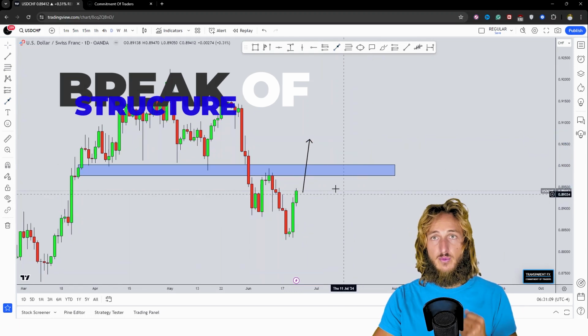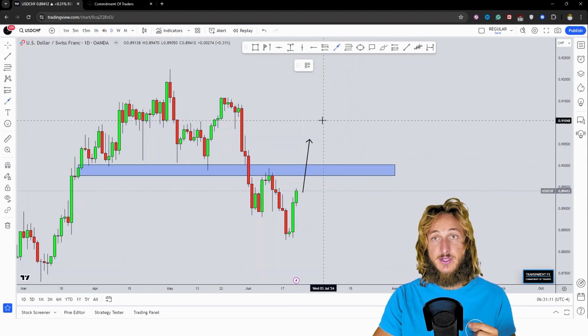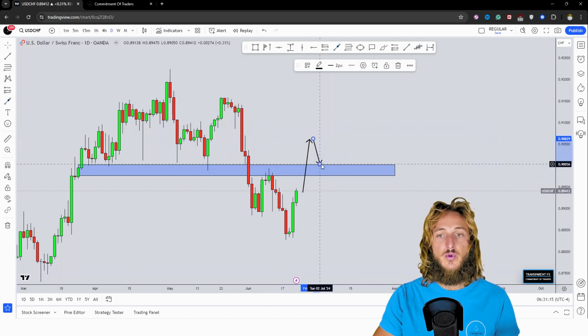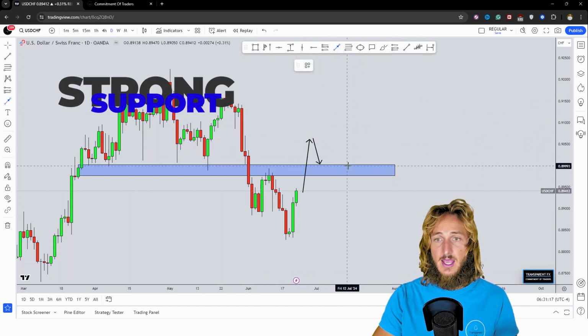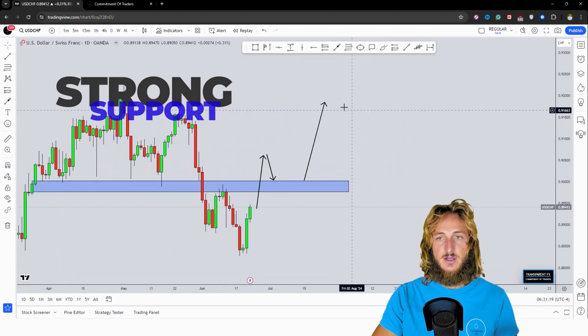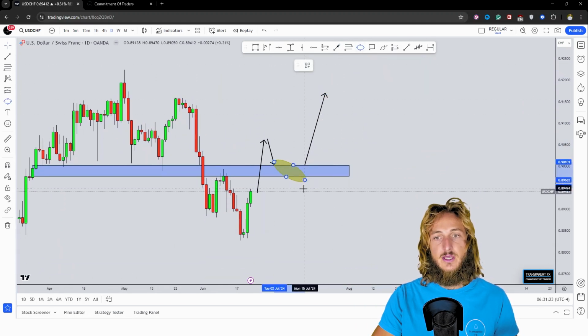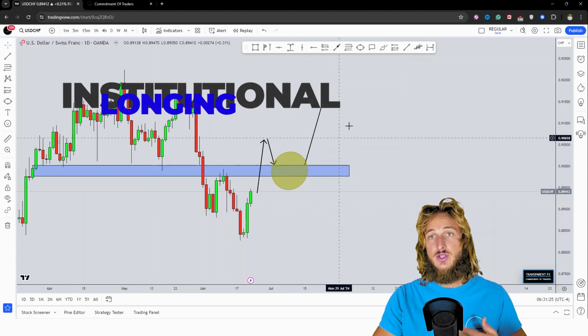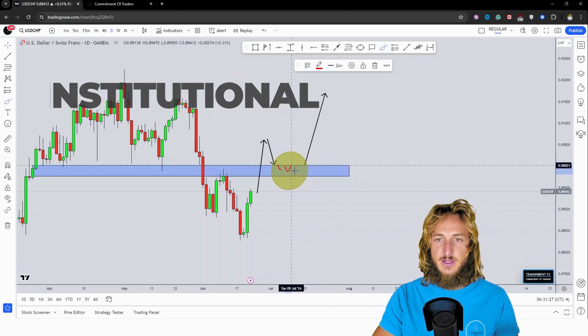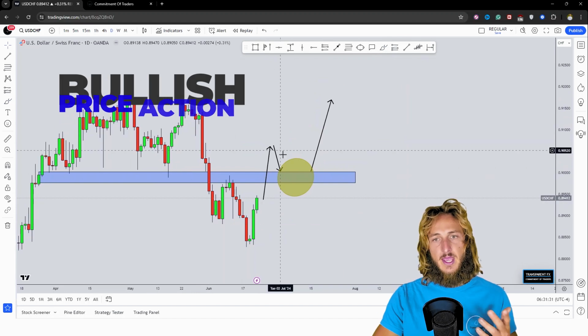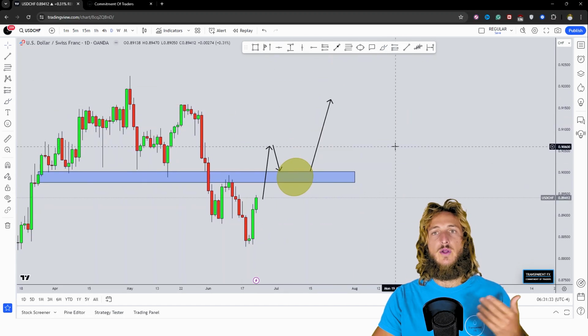Only if it will break above this resistance, at that point, things would get very interesting because this previous resistance at that point would once again be turned support. And after the break on the retest of the previous resistance turned support, that is where there is good probability of seeing more institutional longing, which at that point could further increase the probabilities of a potential rejection to the upside away from this level. So if we get this break and retest, what would I expect?